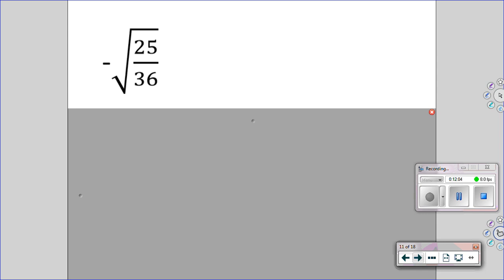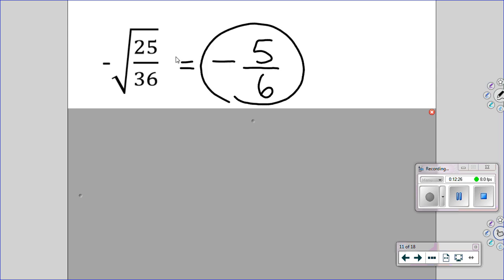The opposite of 25 over 36. Because it's the opposite of 25 over 36, I know my final answer is going to be negative. Now just look at the numerator. What's the square root of 25? What's the square root of 36? And you're done. That's it. What looked hard and confusing because it was a fraction is actually very simple, because we just take the square root of the numerator and the square root of the denominator.